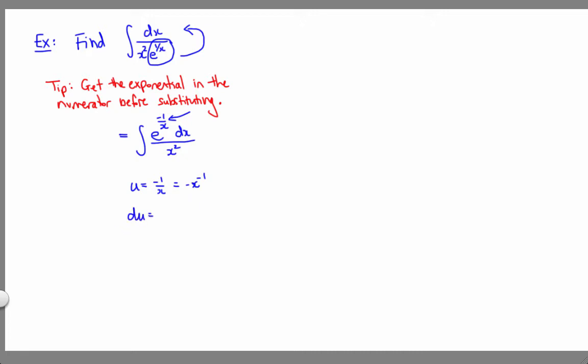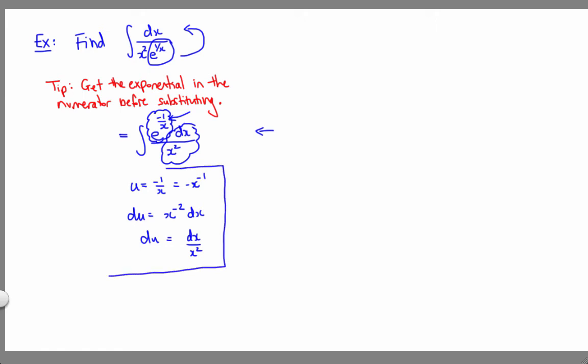And now we can calculate our du. So the derivative of negative x to the negative 1 is going to be positive x to the negative 2, and we'll turn that into a differential. Okay, so if we rewrite this, we're saying du is equal to dx over x squared. And let's take a look up at our integral. Looking at this integral here, which we've rewritten, we're going to be able to rewrite the exponential as e to the u, and then this dx over x squared turns out to equal du. So we're all ready to go in terms of rewriting our integral.